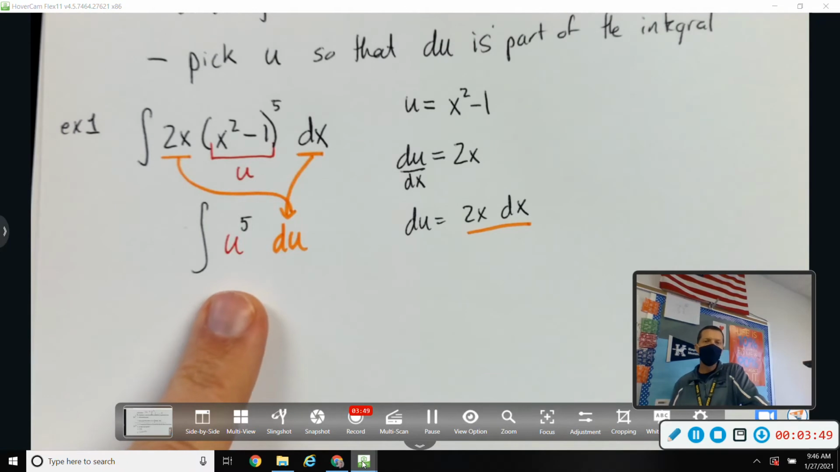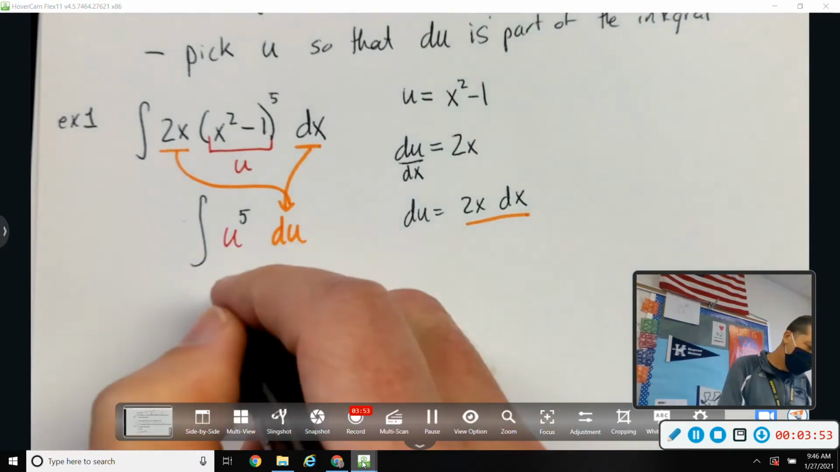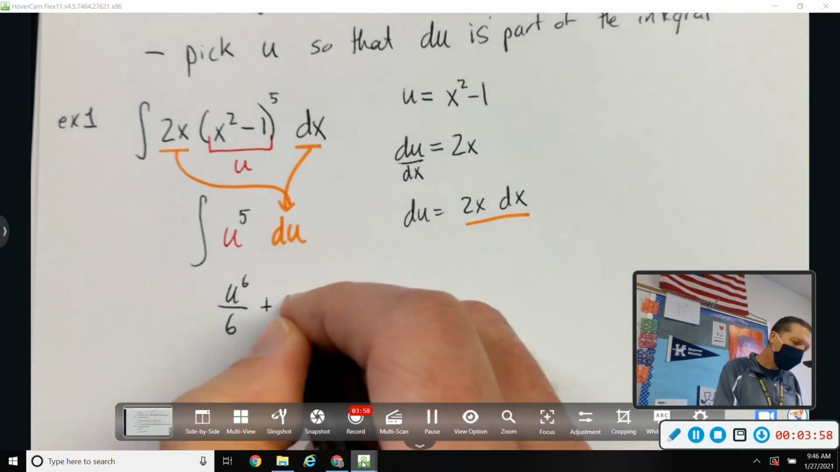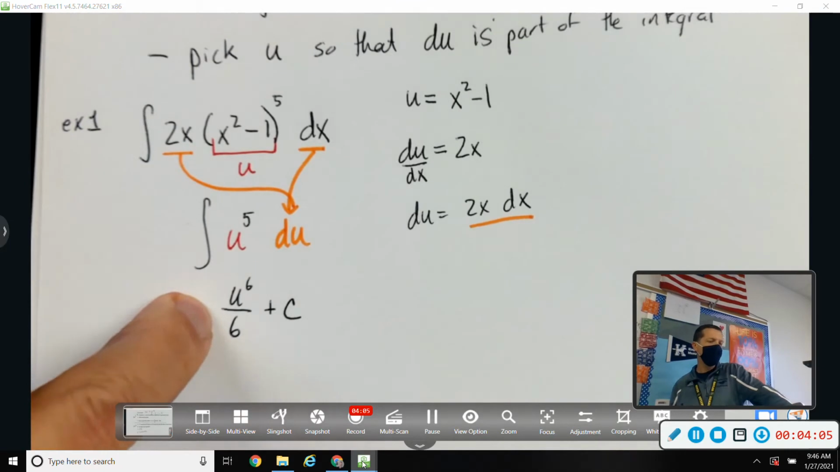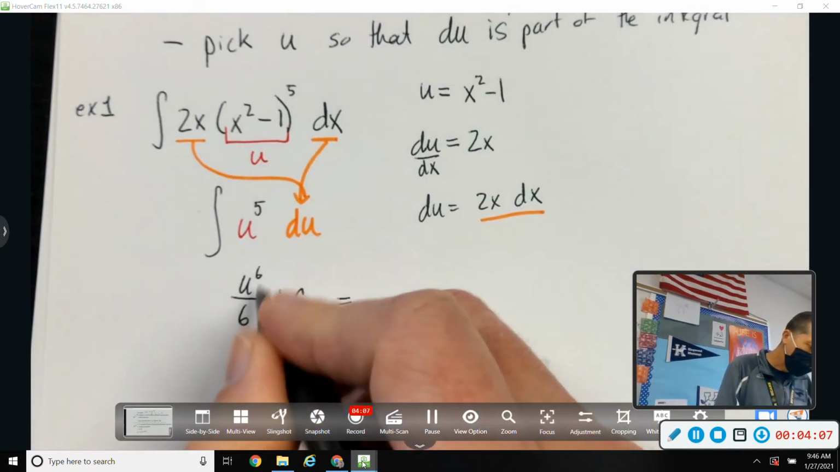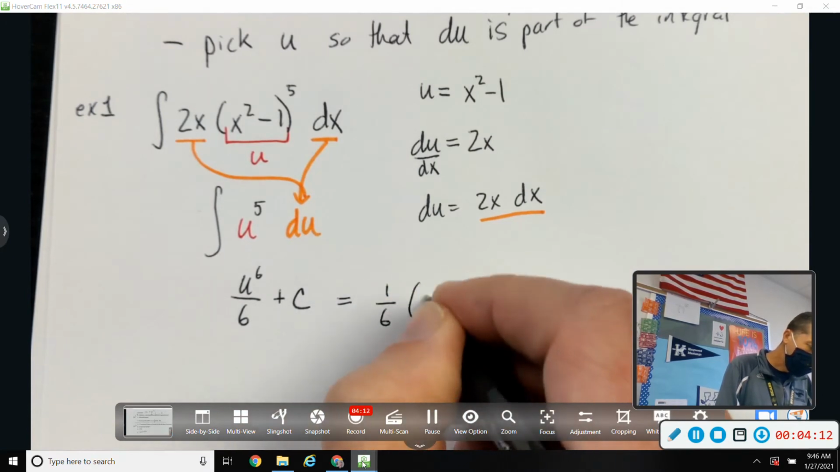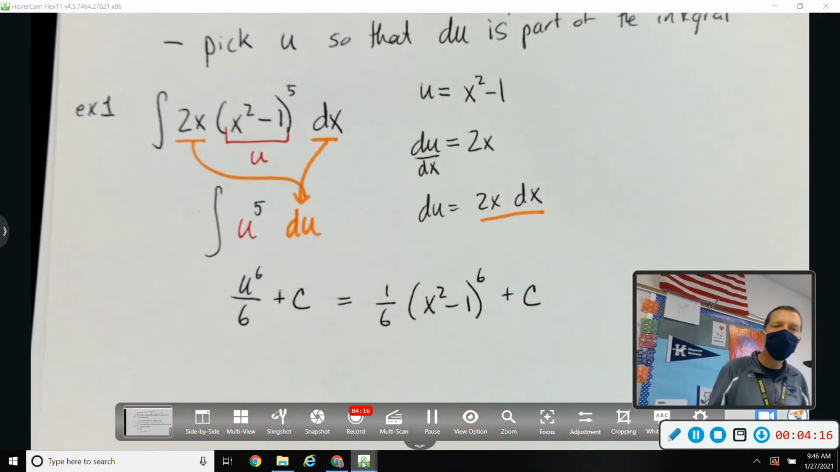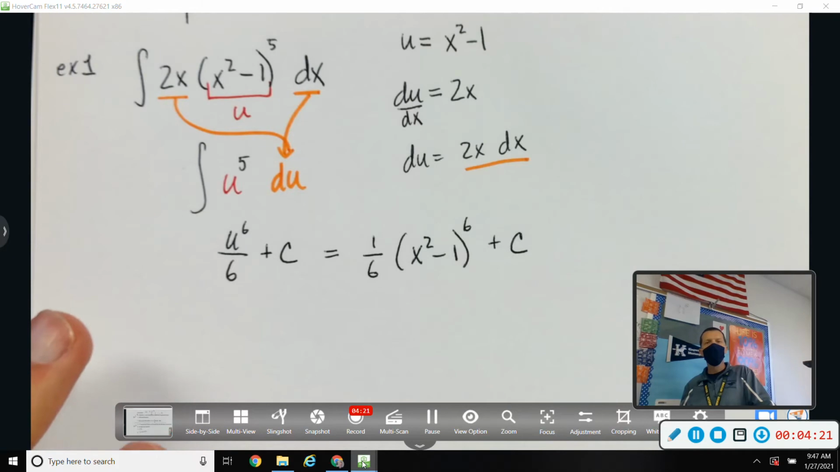This is just a power rule thing. Increase the power by 1, divide by the new power, plus c. Now, I'm not quite done because this problem started with x's and I've got something with u's. So I need to replace the u with x's. So 1/6 x squared minus 1 to the 6th, plus c.